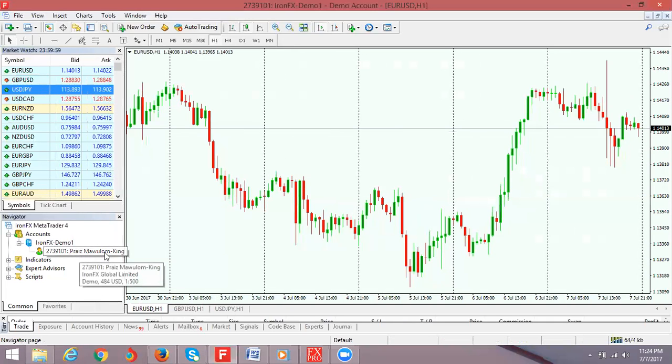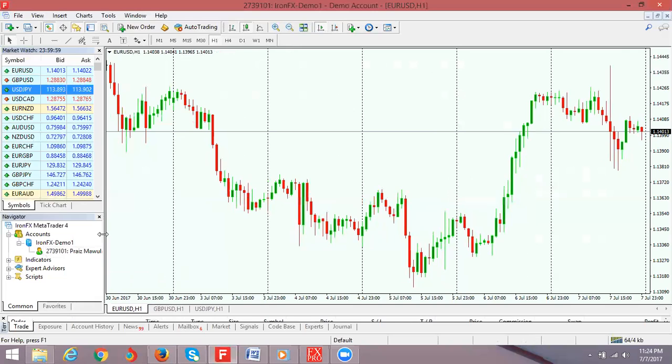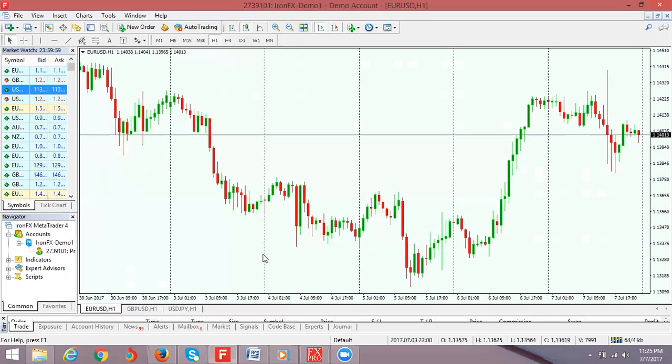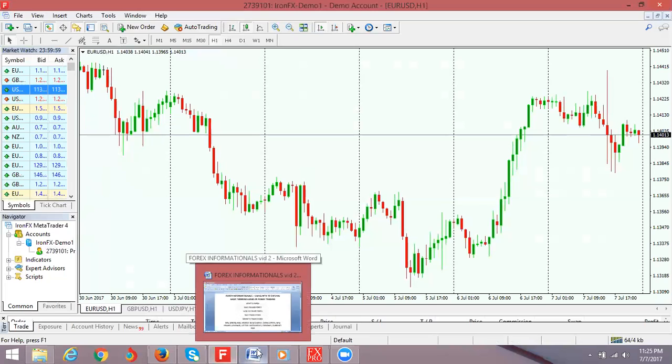Then when you place your mouse on it, you can see the balance and the something there. Let me place my mouse on it again. You see 1:500. That is called your leverage. But I'll come to that. So now that our platform is set, we can begin to go through the things we want to learn today.